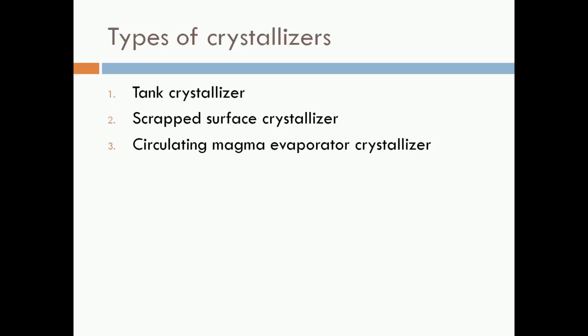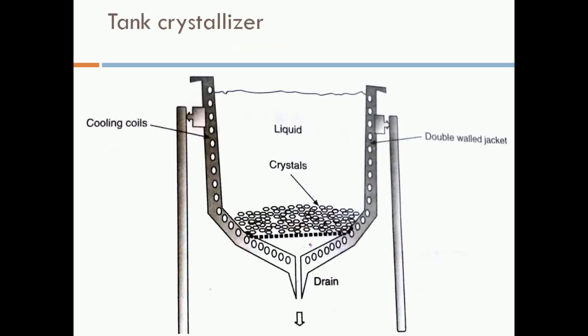So coming to the types of crystallizers, as I told you, we have three different types of crystallizers. One is the tank crystallizer, the second one is the scrape surface crystallizer, and the third one is the circulating magma evaporator crystallizer. So we'll study all these three crystallizers, which are used on an industrial scale, in detail. So coming to the first type, that is the tank crystallizer.